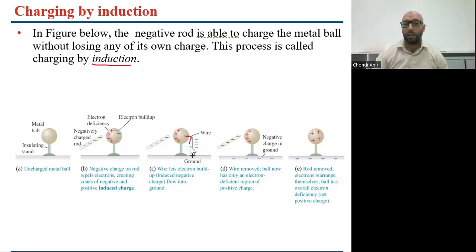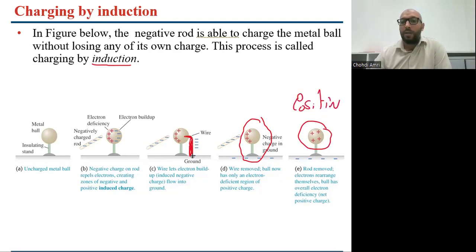Then the ground wire is connected to this ball. What happened to the negative charges? The negative charges will flow through this ground wire and will be evacuated. What is the total charge of the ball after approaching this negatively charged rod and after connecting with this ground wire? The total charge will be positive. And we will talk about a positively charged ball.